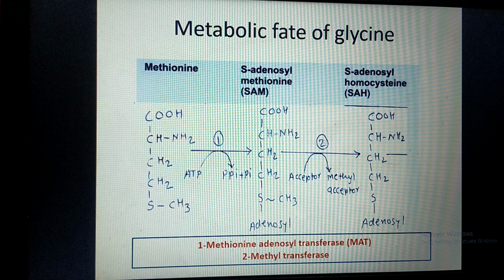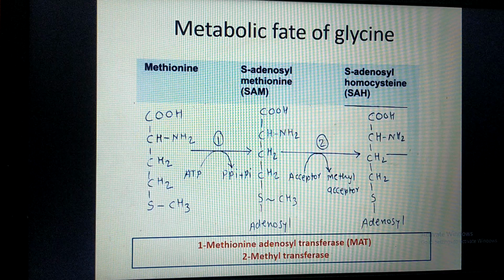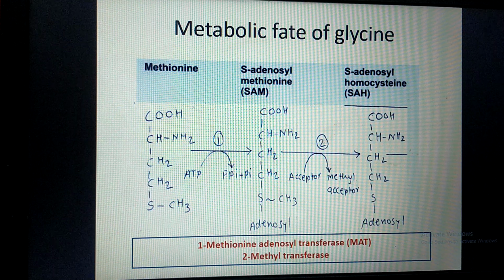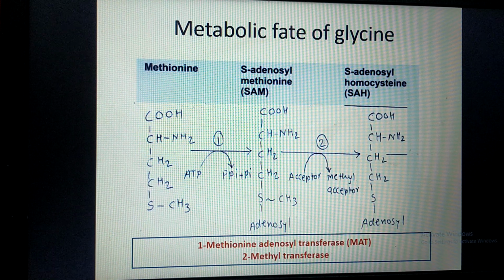In our body, there are many acceptors present which accept the methyl group. So this acceptor now accepts the methyl group to form methyl acceptor. When the methyl group is removed from S-adenosyl methionine, the compound S-adenosyl homocysteine is formed. So in this way, S-adenosyl methionine and S-adenosyl homocysteine undergo transmethylation reaction.